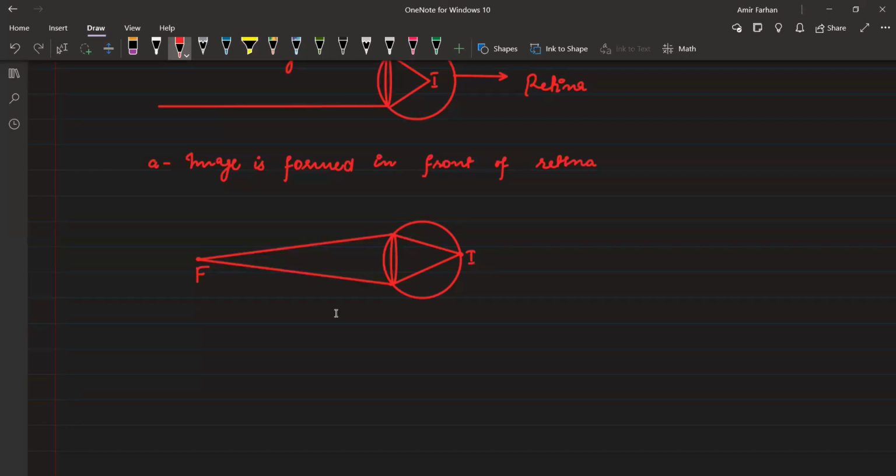I'll write it here. So these diagrams are only for a myopic eye, right? Yes, these are only for a myopic eye. The far point, the far point of a myopic eye. This is the far point of a myopic eye.